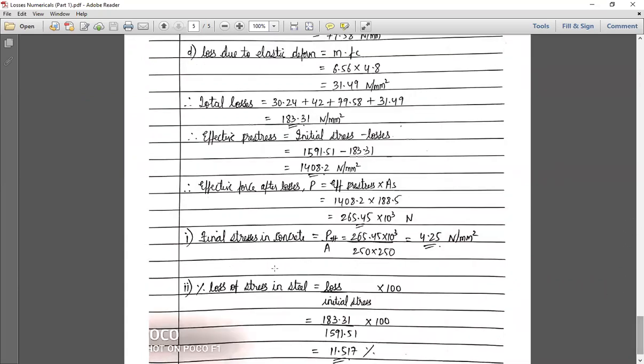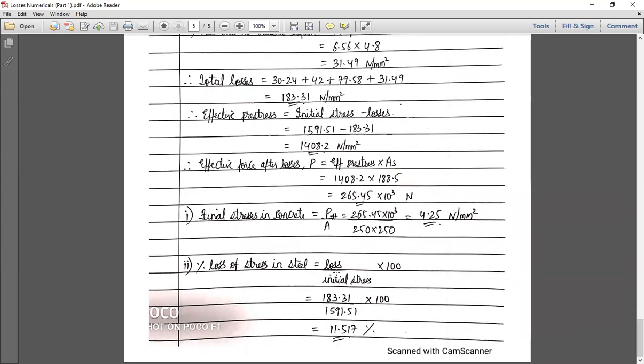So once you get the effective force, then the final stress in concrete is given by effective force upon the cross-sectional area. So this final stress in concrete is 4.25. And the percentage loss of stress in steel is given by loss upon initial stress. So you can find out the percentage: the loss that occurred divided by the initial, multiplied by 100. So this is the percentage loss.